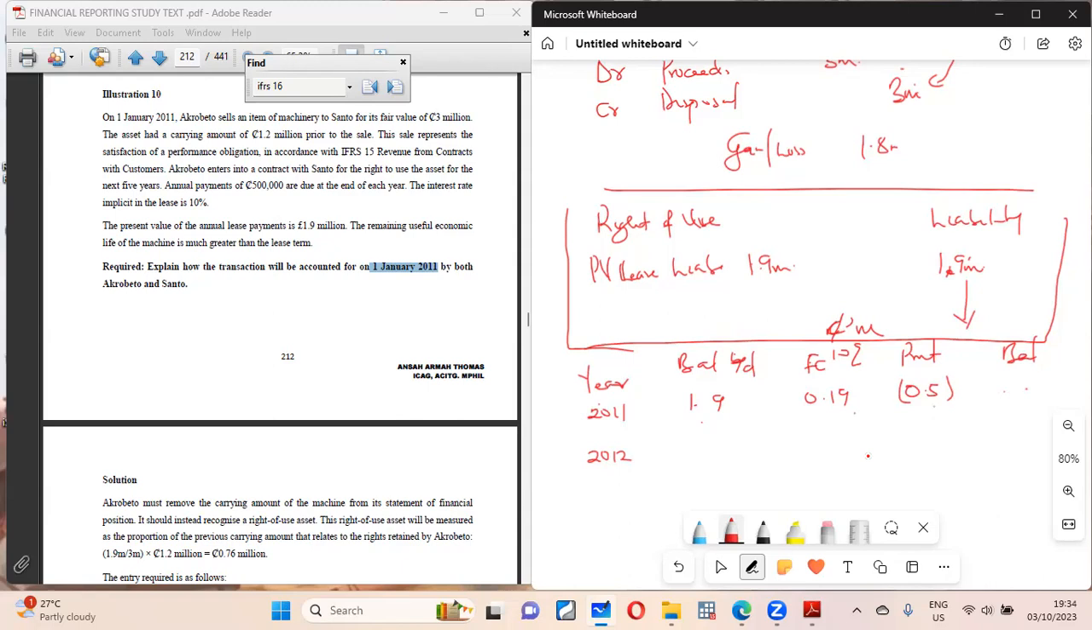But don't forget, if the transfer is not a lease, all that you need to do is to take the money, debit your cash, then credit liability. All right. So that is that.